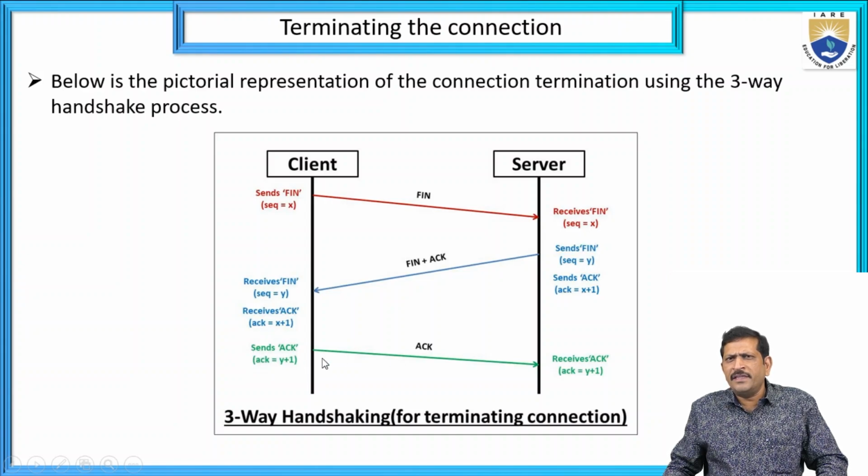Once the server sends the acknowledgement, the server sends the acknowledgement along with FIN, that is y. The client immediately adds +1 as the acknowledgement, that is, acknowledgement equals y +1, and sends it to the server. Once the server has received the acknowledgement y +1, it immediately terminates the connection.